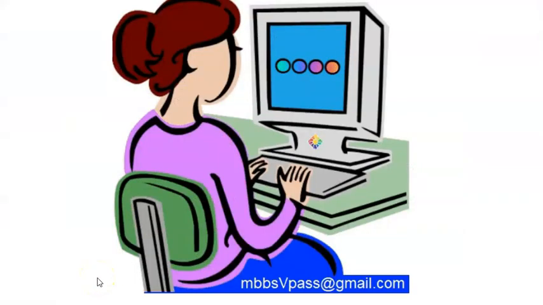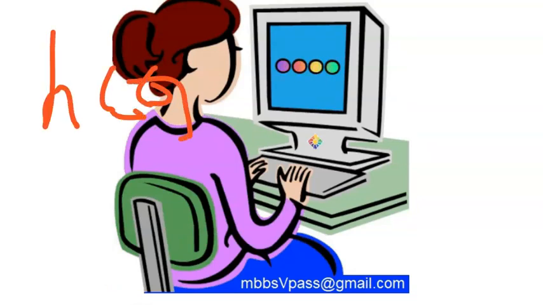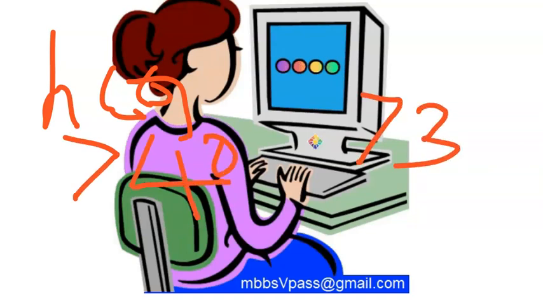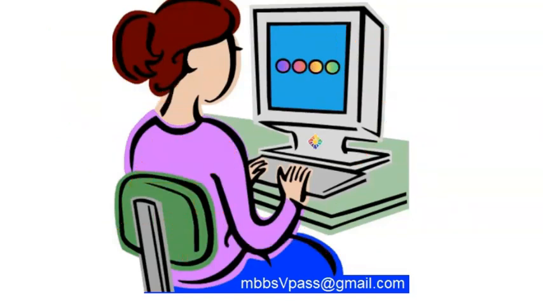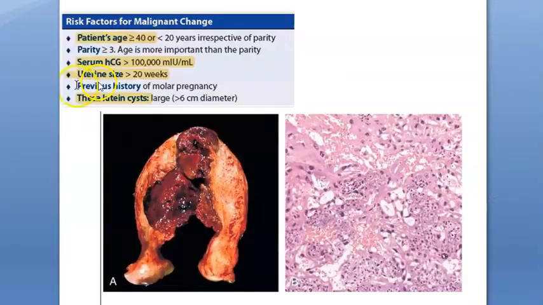Try to recollect and say what are the high risk for choriocarcinoma. Come on, say. HCG level greater than 1 lakh, very good. Milli international unit, very good. Then patient age greater than 40, yes, very good. If she has had more than 3 children, very good. Then if she has had theca lutein cyst, yes, very good. If she has had a previous history of molar pregnancy, very good. Then I forgot one more. Yeah, tell. Uterus size greater than 20 weeks, okay.